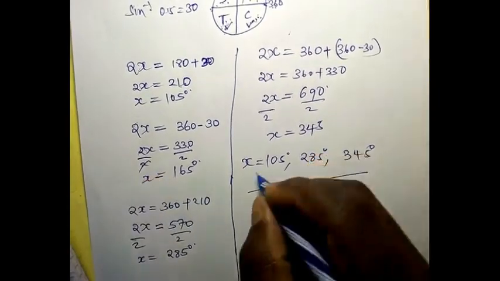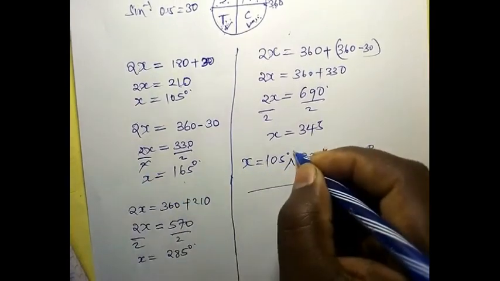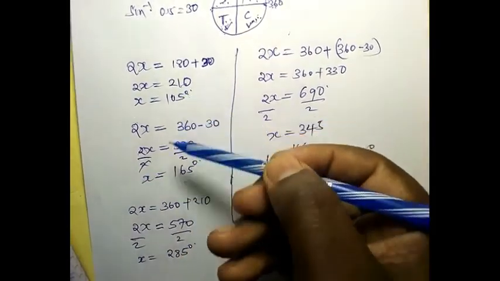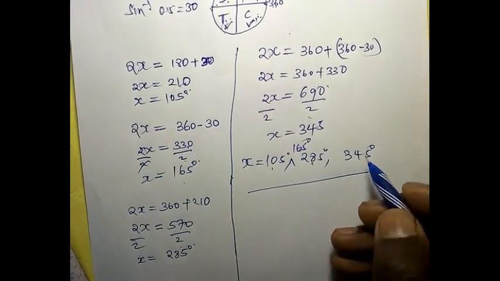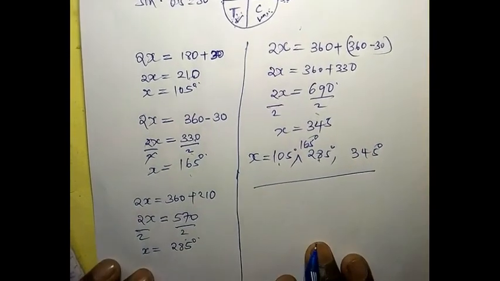Sorry, I've made an error here. I just skipped 165. So they should be 1, 2, 3, 4: 105, 165 degrees, 285, and 345. Thank you.